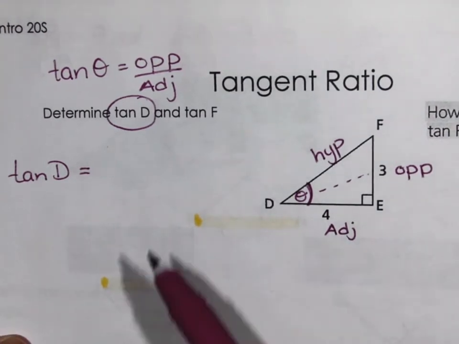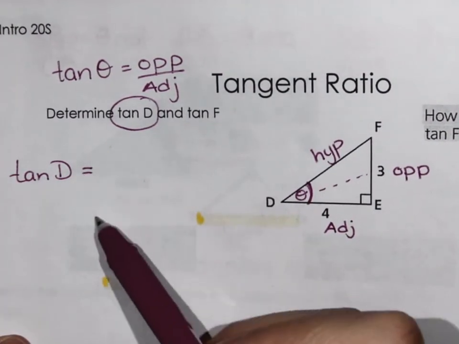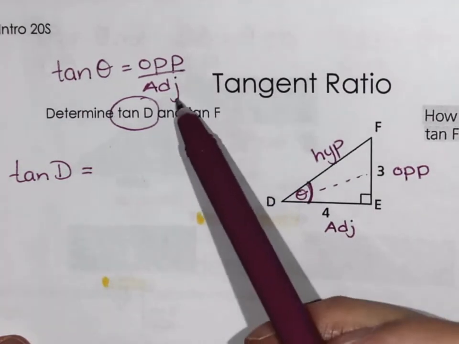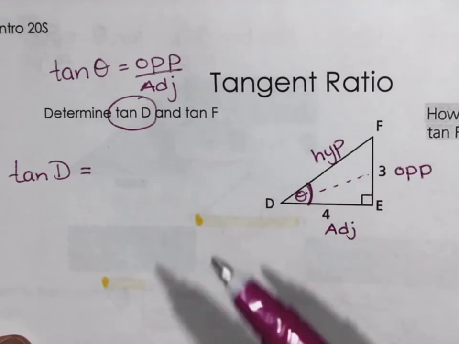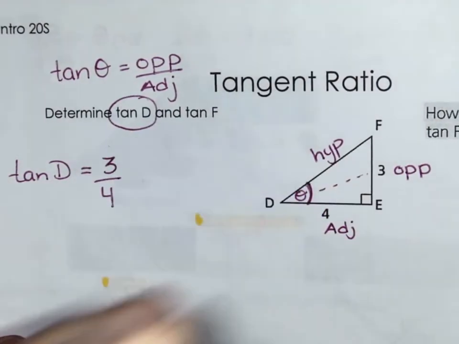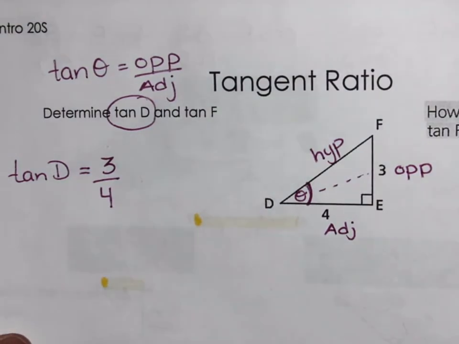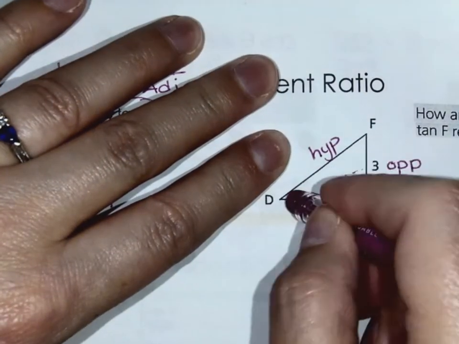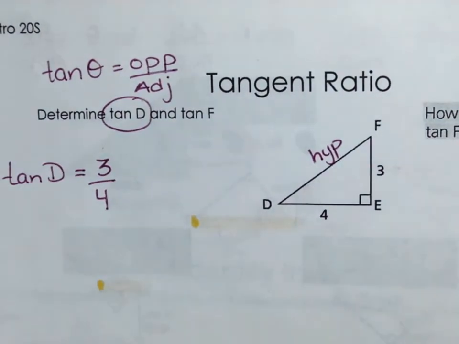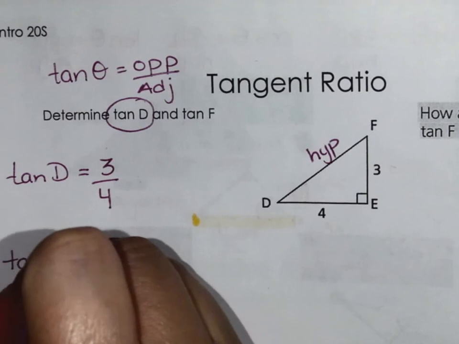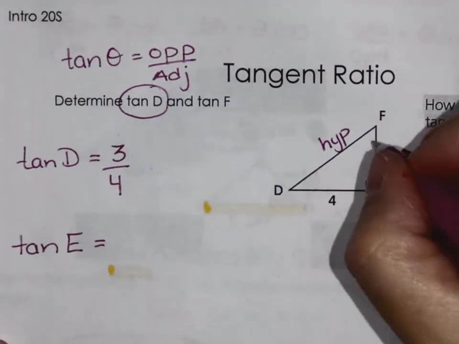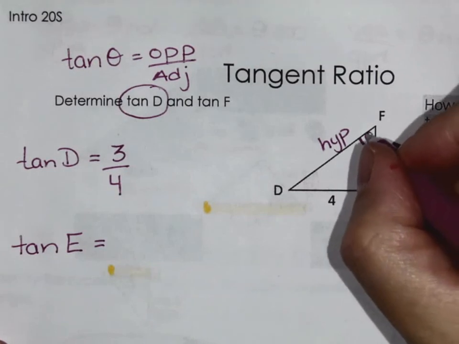So knowing that, what would be this fraction that we write here? We've got to put opposite over adjacent. So what would it be? 3/4. Okay, good job, everybody. Now I'm going to erase all that, and now I'm going to do tan of angle E. So now my angle has moved to up there.